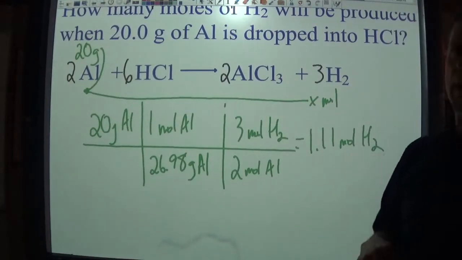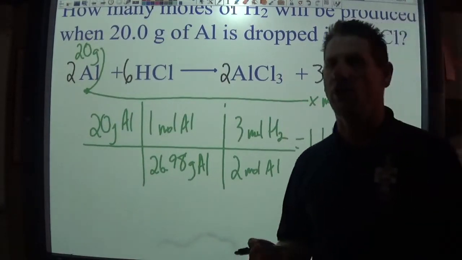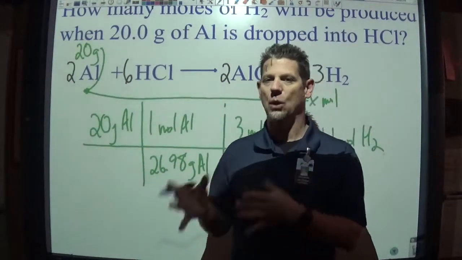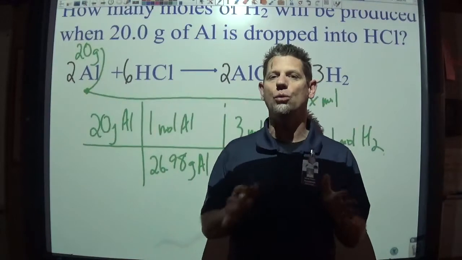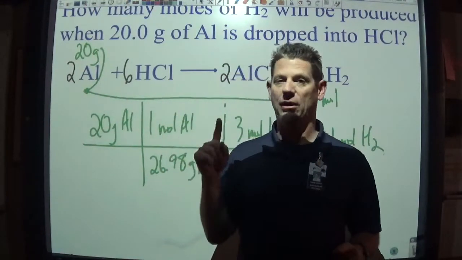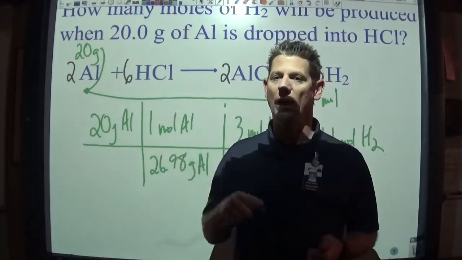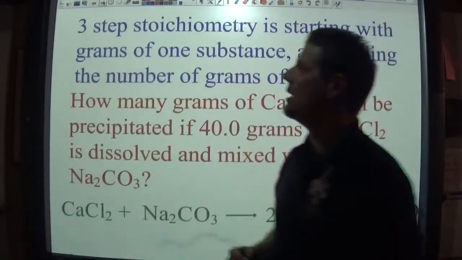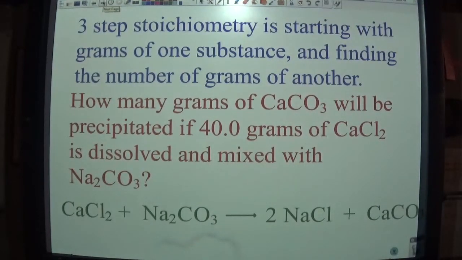This is a 2-step stoichiometry problem. Hopefully you're starting to realize that it's all about balancing the equation and using that mole to mole ratio. That is the only thing that's new here. You know how to convert from grams to moles. You know how to convert from moles to grams. Where this becomes more difficult is now we're going to move to a 3-step stoichiometry problem. In 3-step stoichiometry problems, we're going to start with grams of something and find grams of something else.